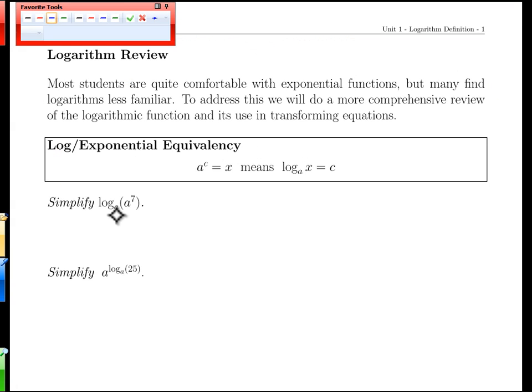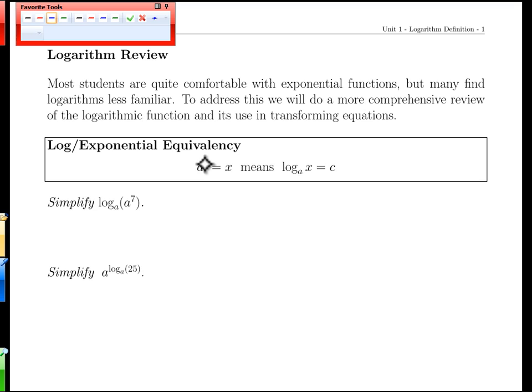We have noticed historically that most students tend to be more comfortable with exponential functions rather than logarithms, and so we're going to spend a little bit of time reviewing logarithms and their properties in the next few pages. In particular, we're going to start with the definition of the logarithm, and that's the idea that the logarithm somehow inverts, or is an inverse function of the exponential.